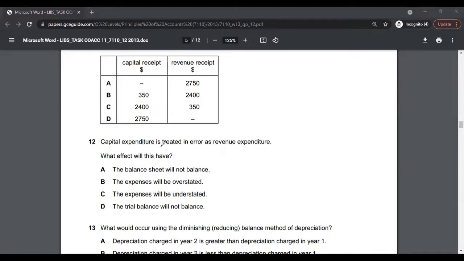Multiple choice 12. Capital expenditure is treated as revenue expenditure. What effect will this have? The balance sheet will not balance. Okay, this is clearly wrong. It has nothing to do with balancing of the balance sheet. Expenses will be overstated. Yes, because you transferred money from capital expenditure to revenue expenditure. You increased revenue expenditure. So therefore, the expenses will be overstated. The answer to multiple choice 12 is option B.